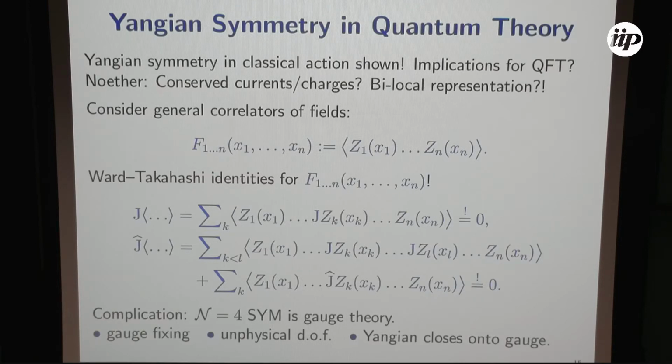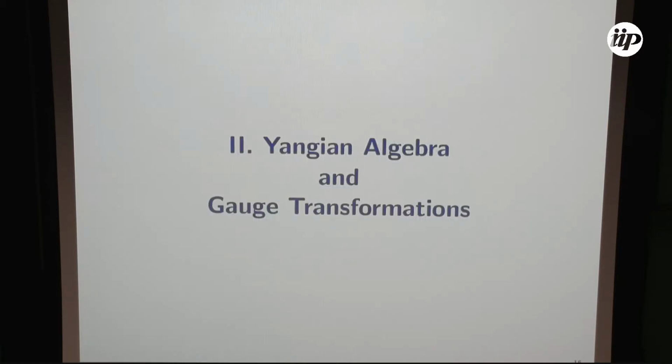The complication for N=4 super Yang-Mills is that it's a gauge theory. So in principle, you should do gauge fixing before you can compute any correlator. In gauge fixing, you typically have some unphysical degrees of freedom, and you have to say how the Yangian would act on those. And another complication is that the Yangian closes only onto gauge transformations. So in that sense, we should consider the Yangian algebra and also the gauge transformations. But in view of time, I will skip that.